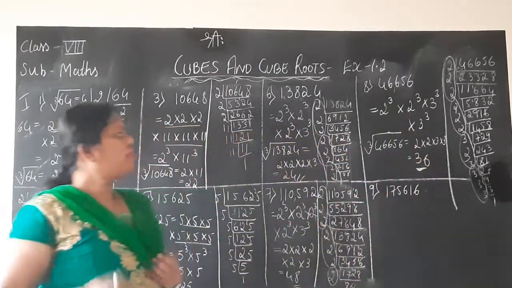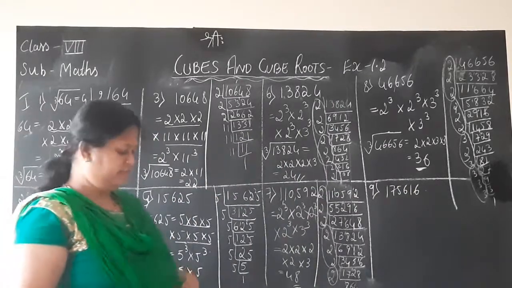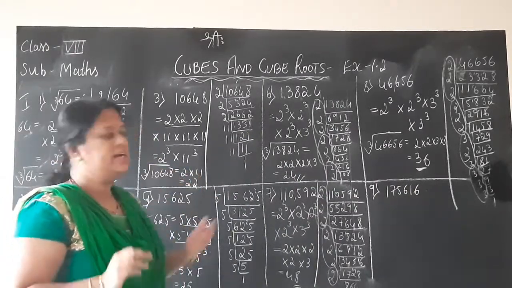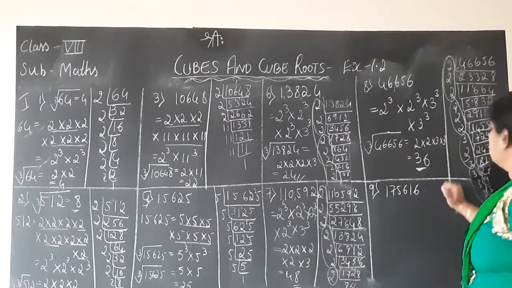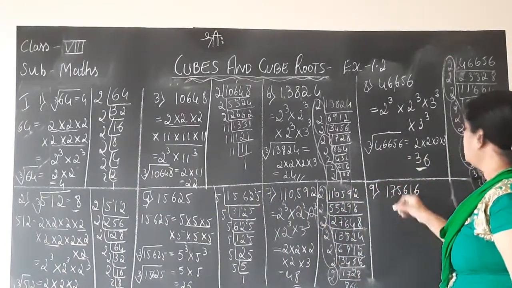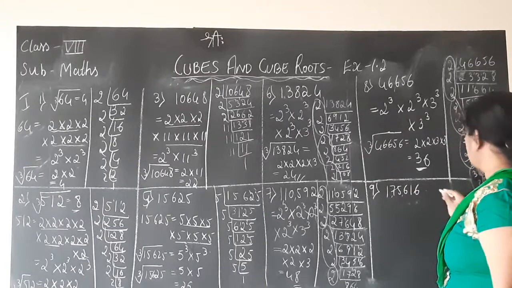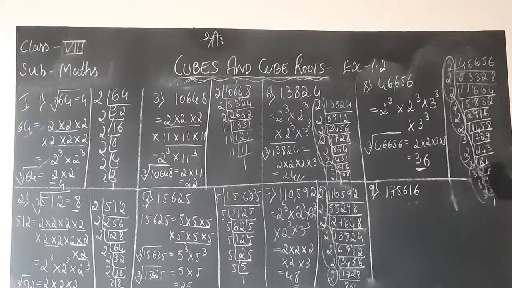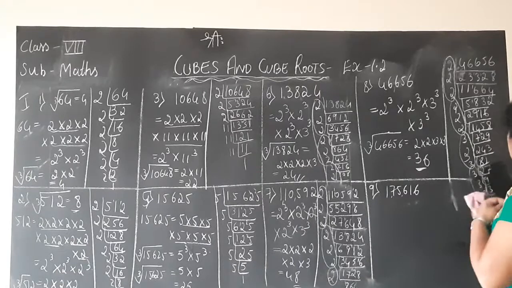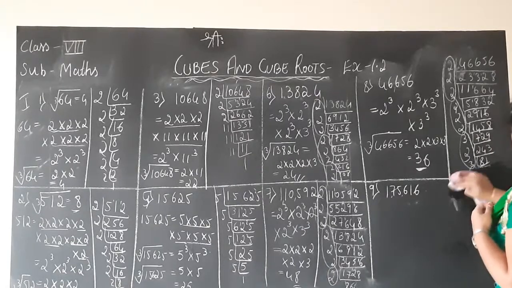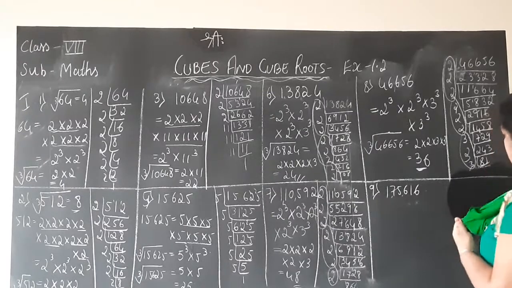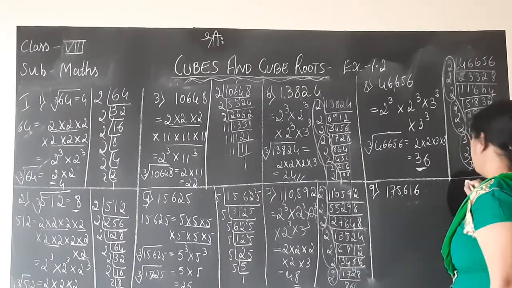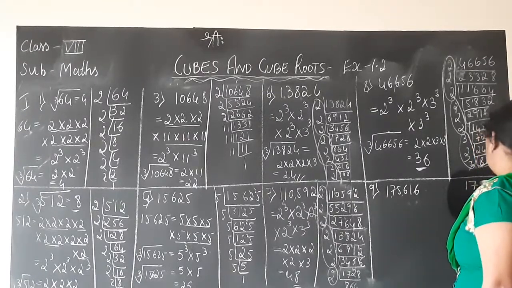So cube root of 46,656 is 36. That is how we will solve, children. Next, the ninth problem is again 1,75,616. This part's last 3 cube part I will be erasing, children. Since you can rewind the video, it is a benefit for you. Please go through it. I have no space on the board.